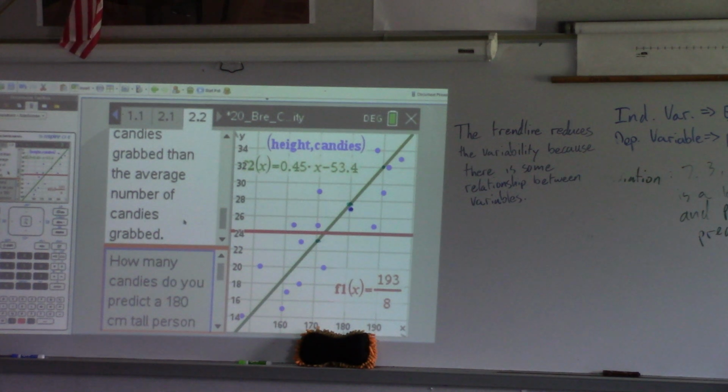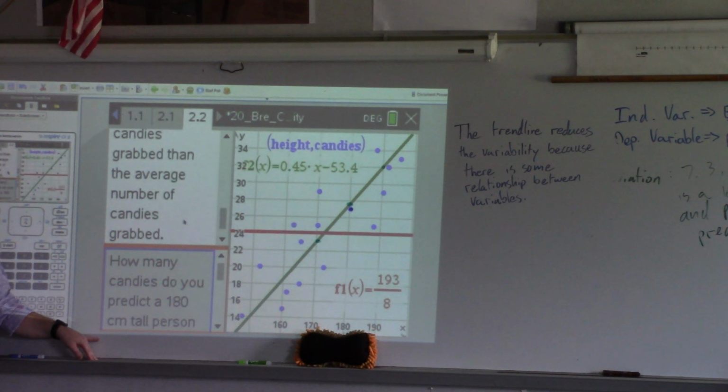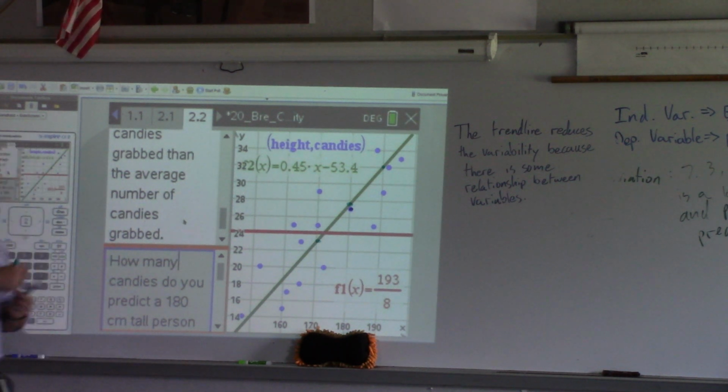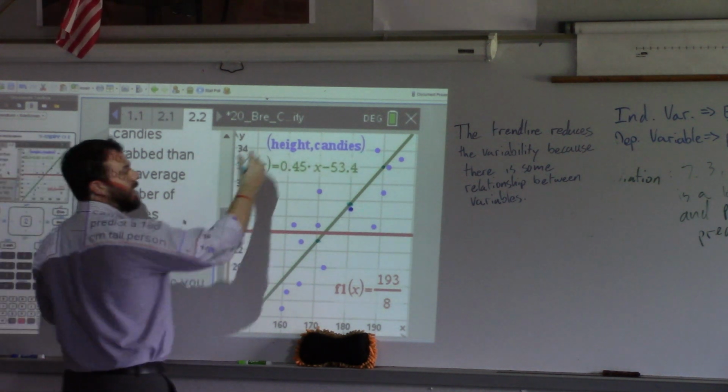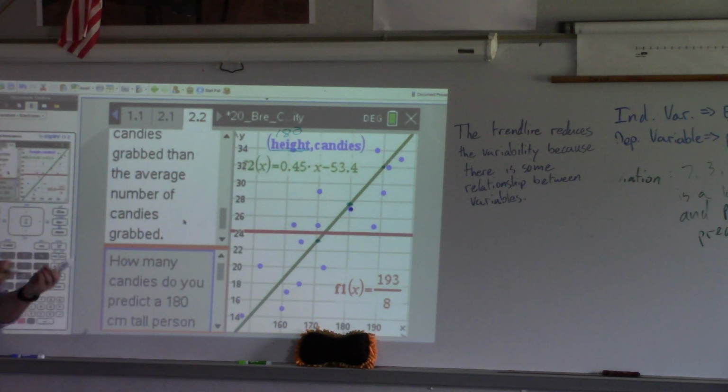Key, it helps to have our heads up, huh? Okay, but remember, I'm trying to predict how much a 180 centimeter tall person could grab. So do we know the 27 and a half candies yet? No. So what are you saying? Substitute what? Yeah, put 180 for X. Why would 180 take the place of X? Because the 180 is on the x-axis. The 180 is my height, which is the X value, right?